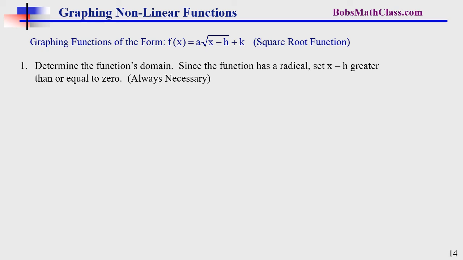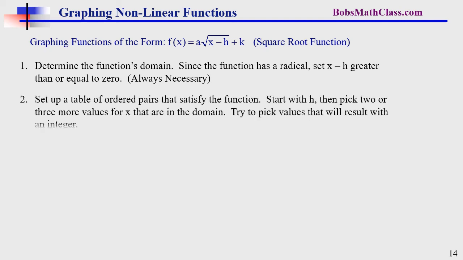Since it has a radical, inside the radical, it's called the radicand, it must be greater than or equal to 0, right? We cannot have the square root of a negative number. It's not a real number. For graphing, we're using real numbers. So whatever's inside the radicand, we always set it greater than or equal to 0. This is going to help us with what numbers to choose for x.